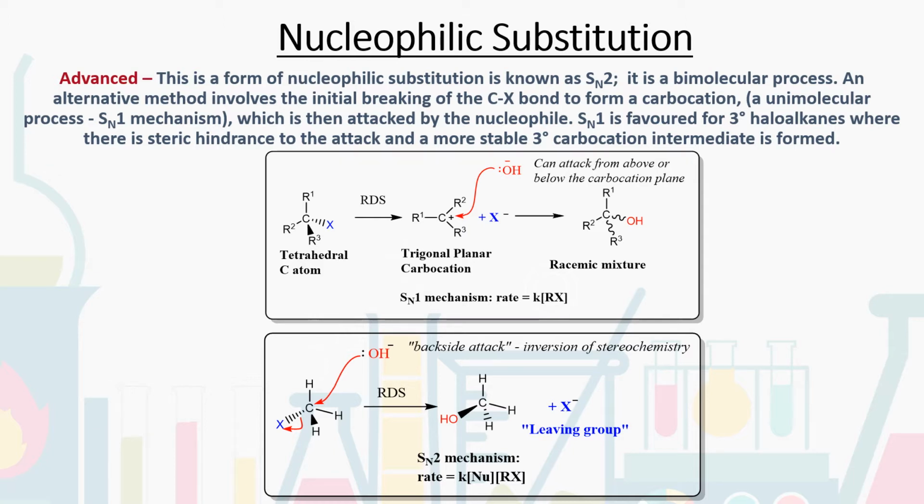And so here's the sort of key difference. The one that we've been looking at is at the bottom. That's our SN2 mechanism. Essentially we have our nucleophile attacking our delta positive carbon and our CX bond breaking at the same time.